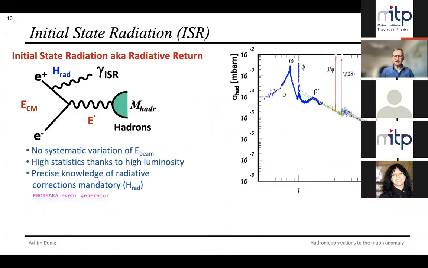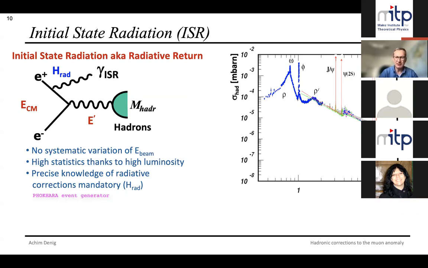So actually, in the past 20 years or so, a new method came up. This is something I discussed in my PhD thesis as a new method, so a long time ago. This is the so-called initial state radiation method. People like to call it also radiative return.